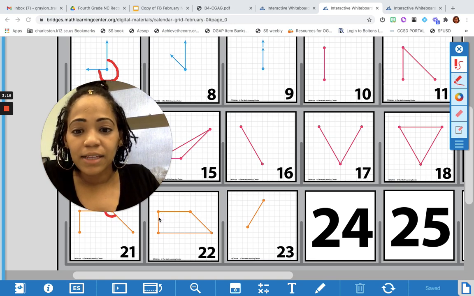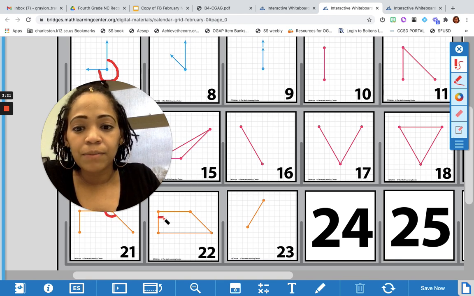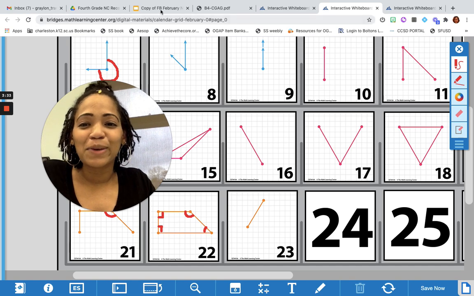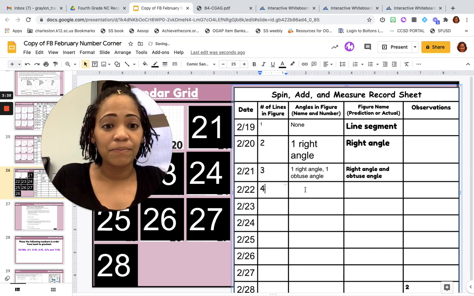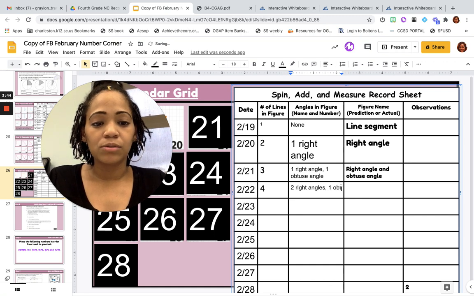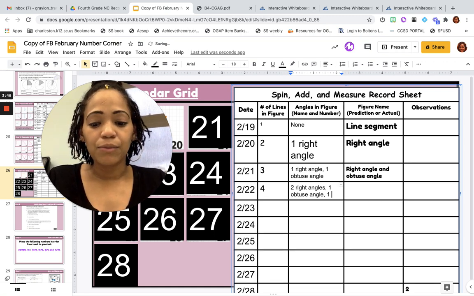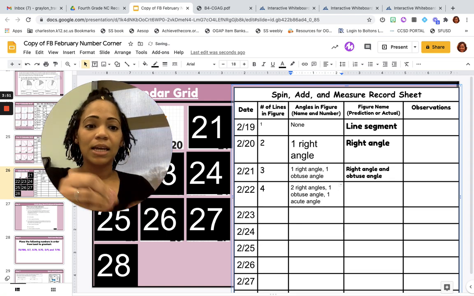So we have, let's see here, a right angle here. We have a right angle here. We know that this was our obtuse angle. What kind of angle is this? Right, it is a cute little angle, so we can fill that in. So I'm going to put that we now have a 4-sided figure. We now have 2 right angles. We have 1 obtuse angle, and then we have 1 acute angle. And remember, acute angles have less than 90 degrees.